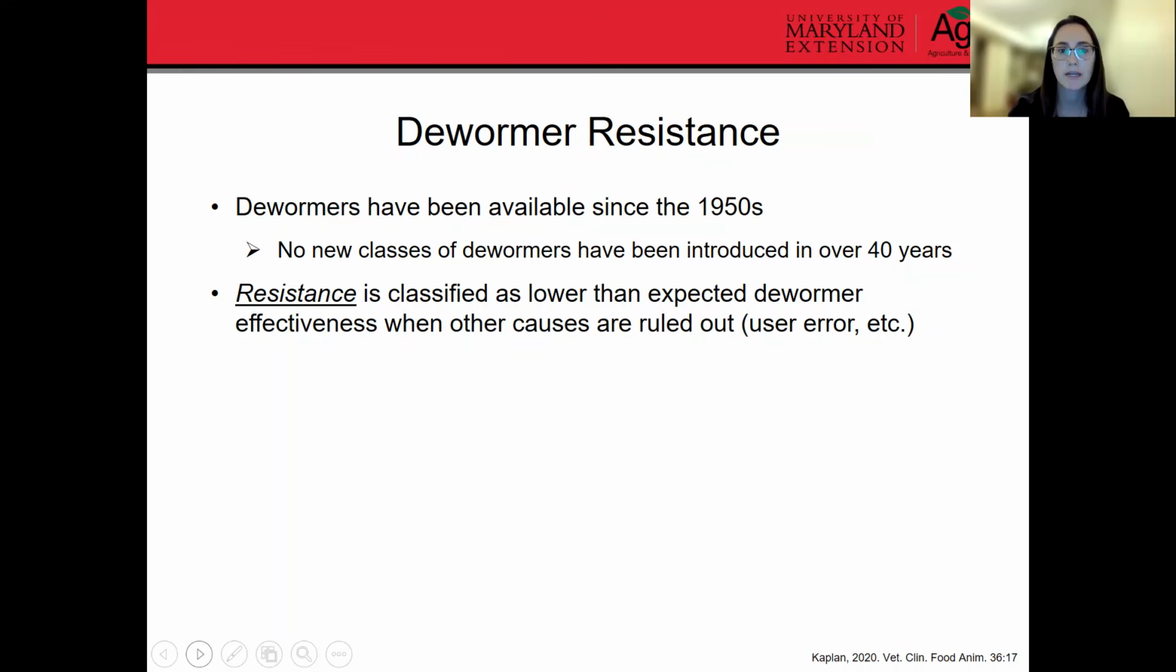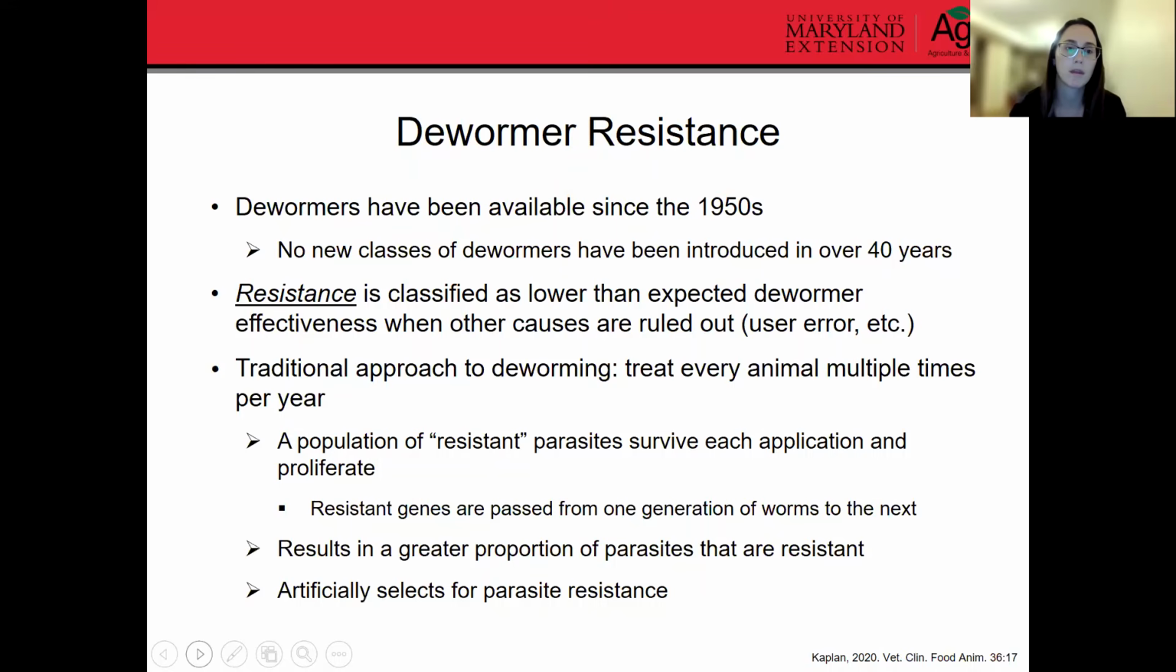Resistance is classified as a lower than expected dewormer effectiveness when other causes are ruled out. So things like user error, underdosing, and things like that, those are not the reason. It's because the drug is becoming less effective.